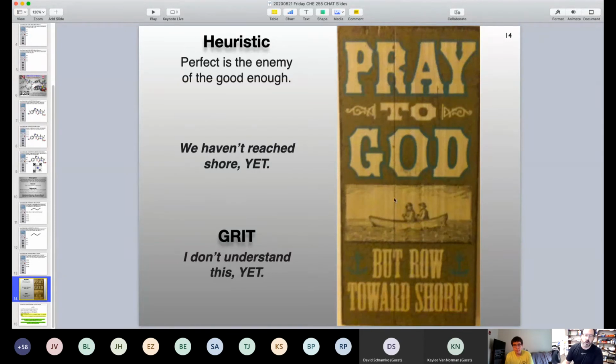So they're rowing to shore. They have not reached the shore yet. So that transitions into grit. I do not understand this yet. Again, sometimes things just click, sometimes they don't. Things take time. I'm encouraging you to give yourself that time. Don't let your mental processes get so far ahead of you and get yourself discouraged. Give yourself time to let things marinate and understand the material.